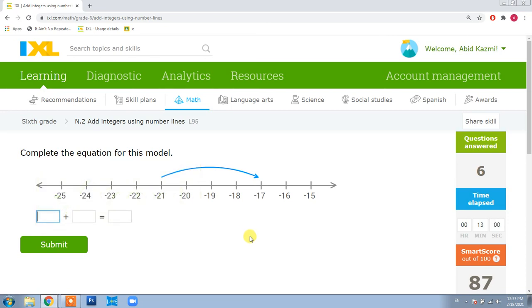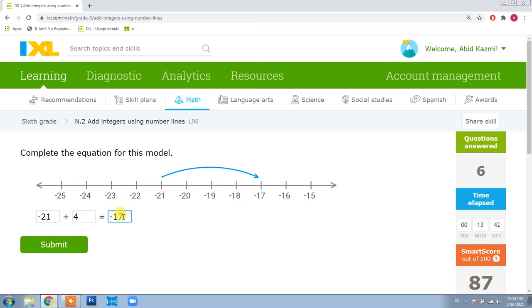Okay, the last question you have. Just pause this video and solve it in your copy first. The arrow is starting from negative 21, so it should be the first number in the equation. And then how many steps is it taking? 1, 2, 3 and 4 steps. So 4, where it is taking the steps on the right side on the number line, so that means this is a positive 4. So we don't mention any sign with it. Now finally the arrow ends at negative 17. So negative 17 should be the answer of the sum of these two numbers. Negative 21 plus 4 equals negative 17. I hope you have also got the same answer.